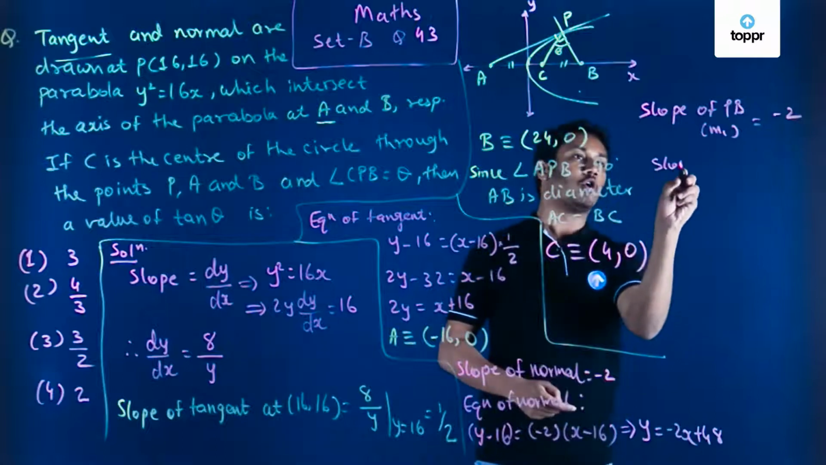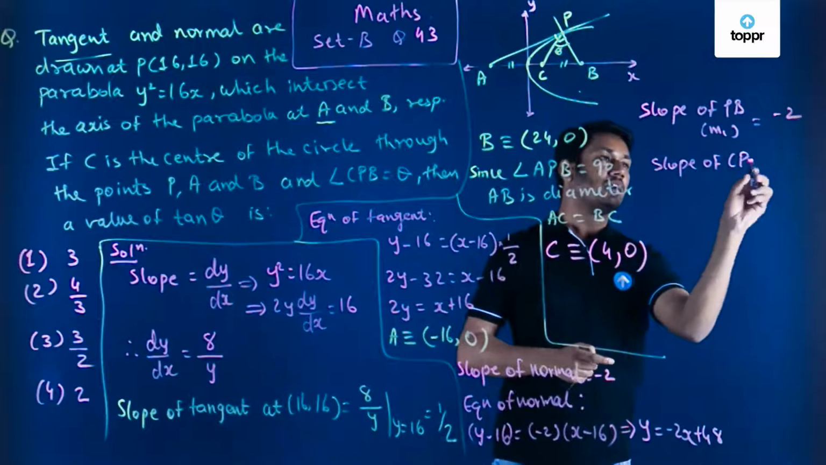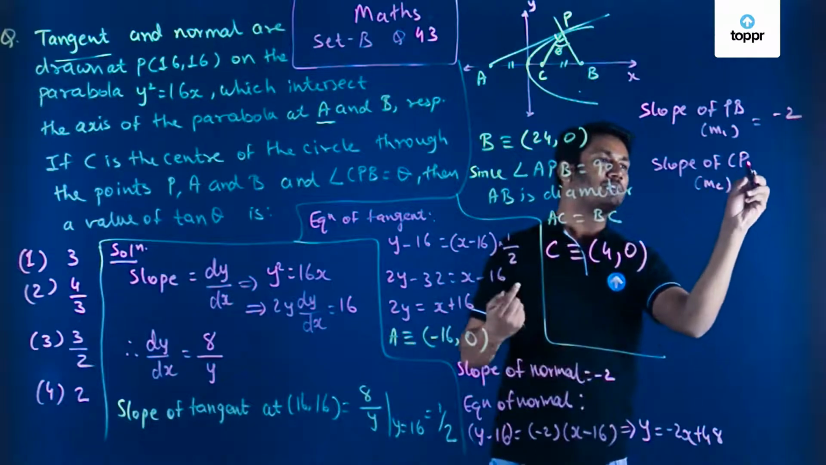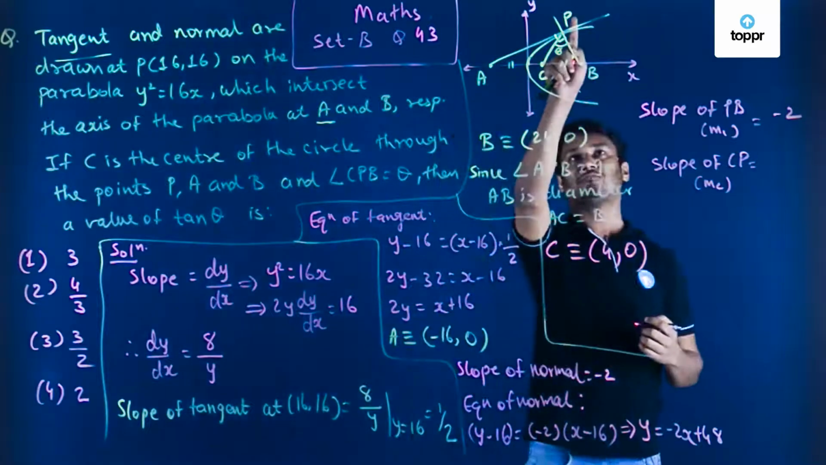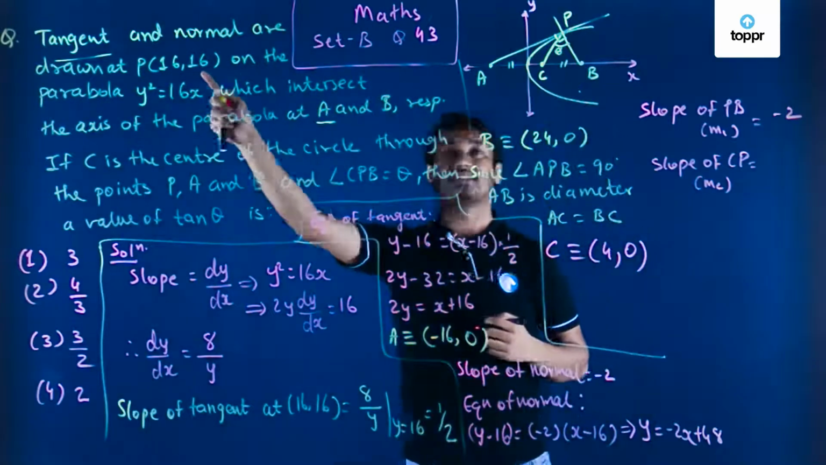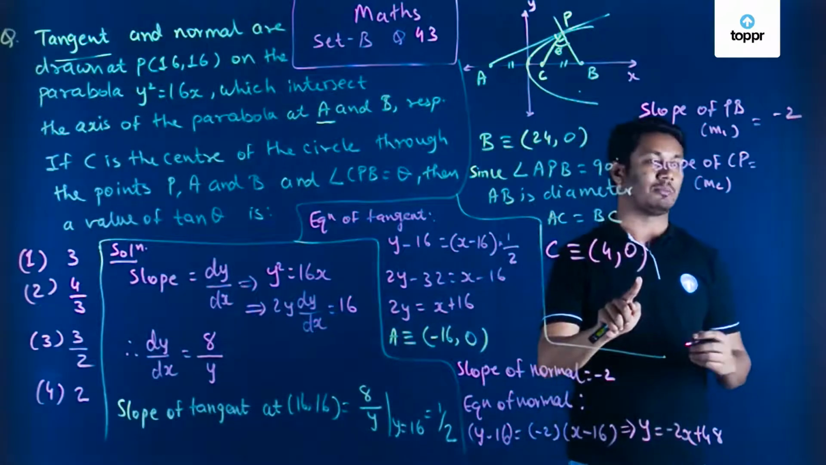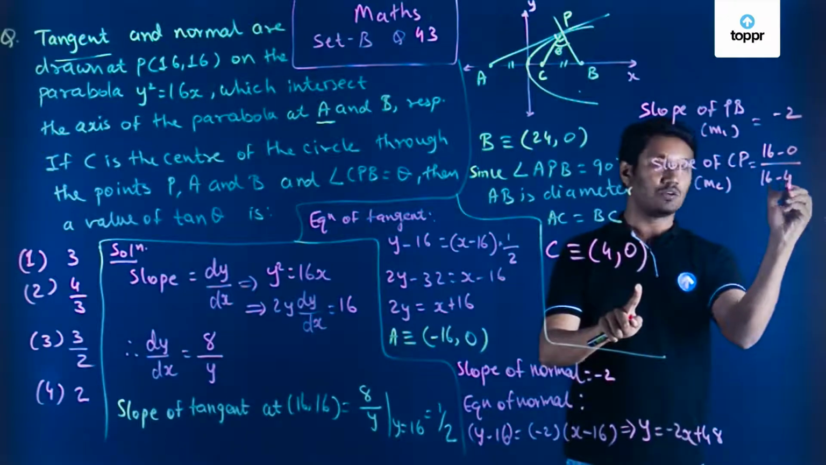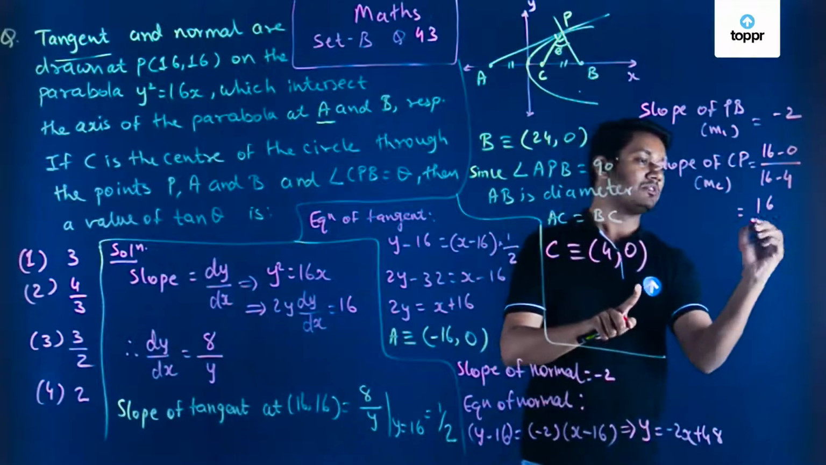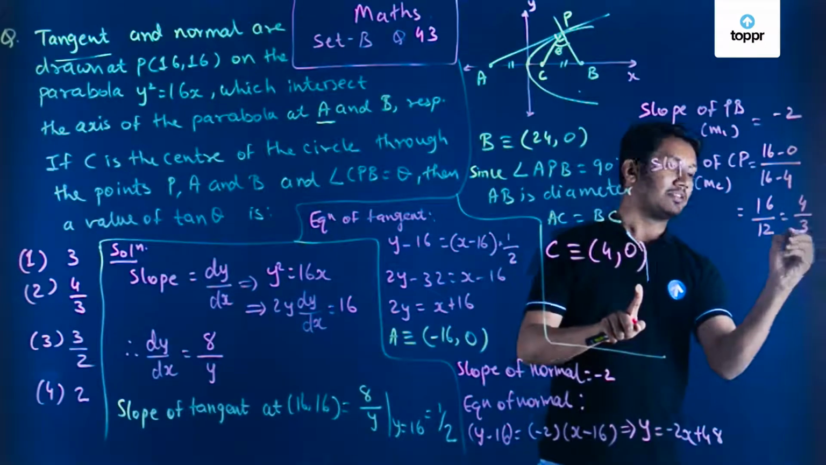Do we know the slope of CP? CP is another line. Let me call it M2. The slope of CP is not directly available, but can I calculate it? Yes, because the coordinates of point P are given to us, (16, 16), and the coordinates of point C are something we have just now found out, which is (4, 0). So this will be 16 minus 0 upon 16 minus 4, and that will be 16 by 12, and this is further equal to 4 by 3.